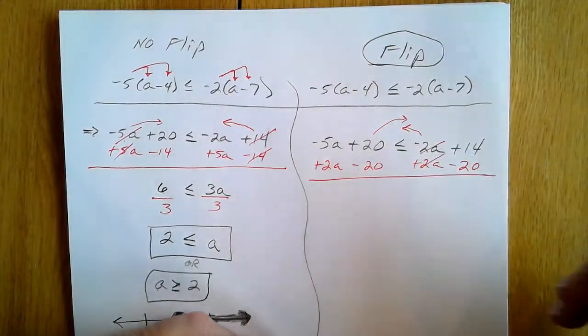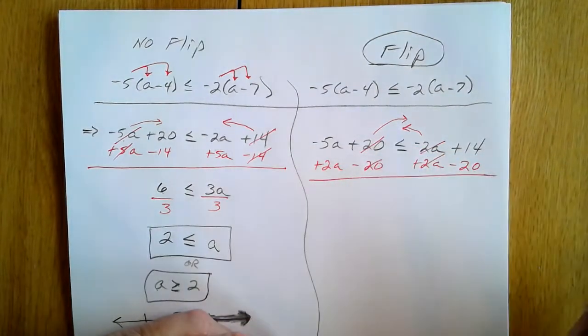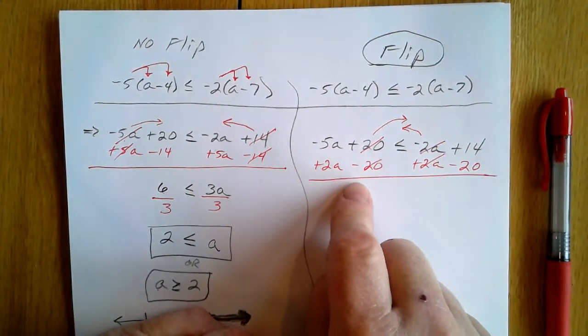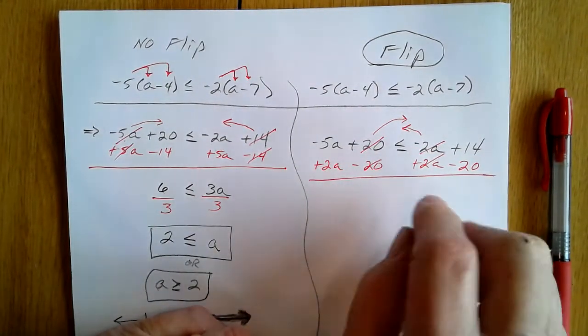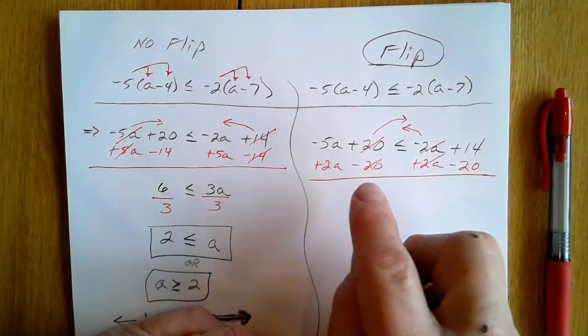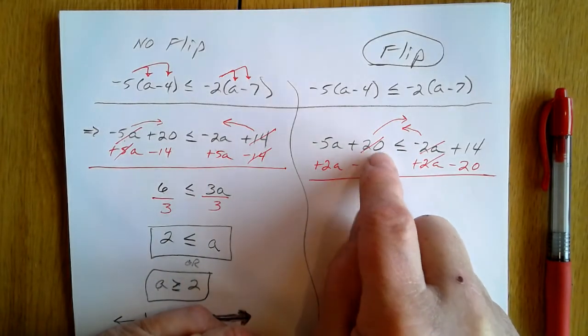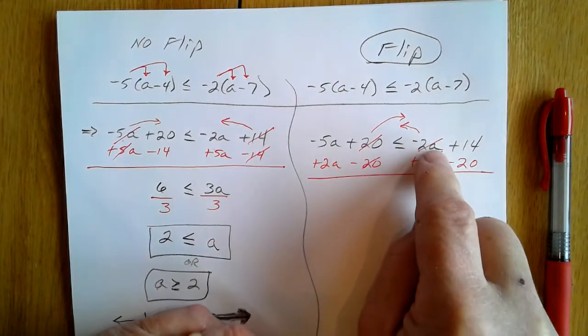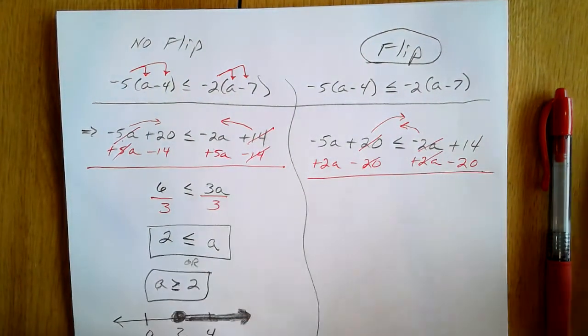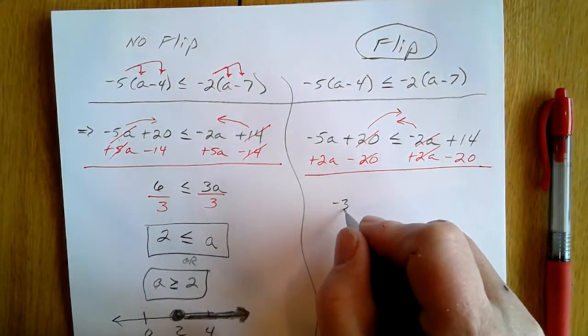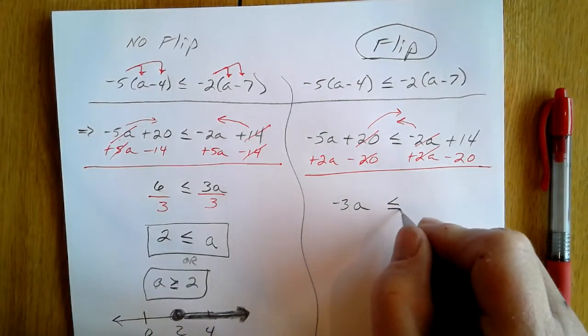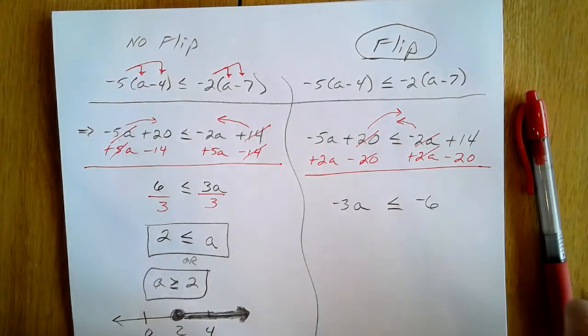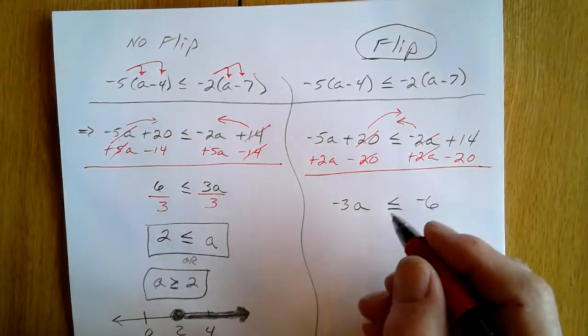So what's going to happen is those two a's are going to cancel out each other because we're adding the opposites. We're just moving them. Remember, when we move across an inequality or an equality, we add the opposite. So this is plus 20, so we subtract 20. This is minus 2a, so we add 2a. Over here, I get -3a is less than or equal to -6.